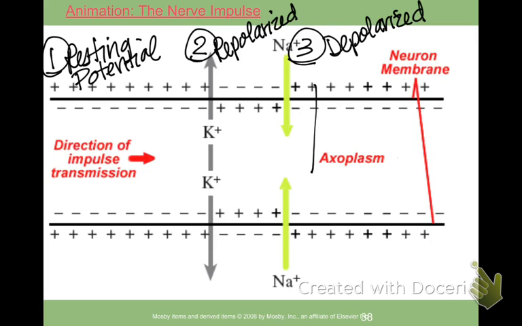Axoplasm, that just represents the plasma inside of the axon. And this is just showing the net movement of the sodium and the potassium. Okay? So if you're at home, you are going to watch the video now.